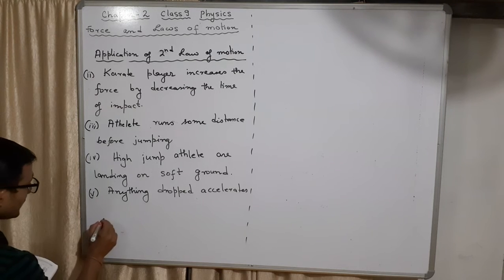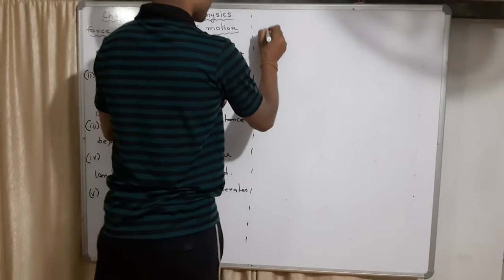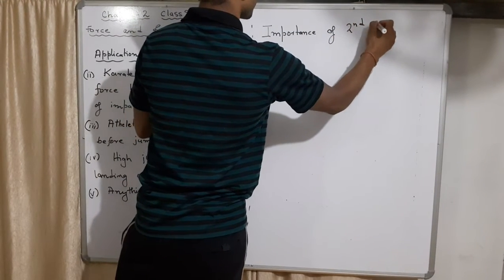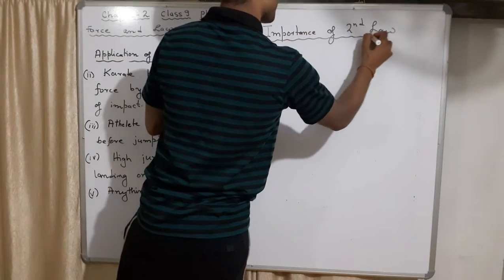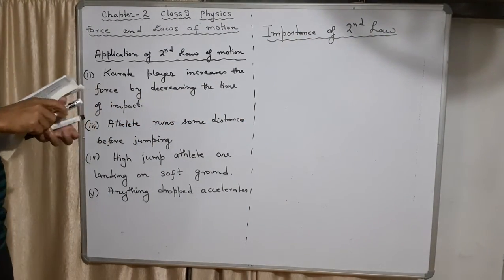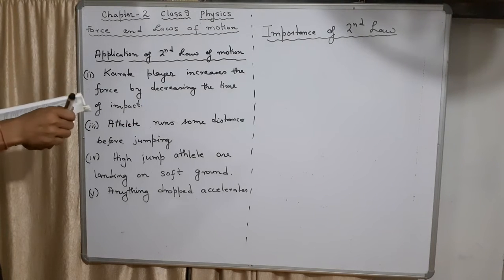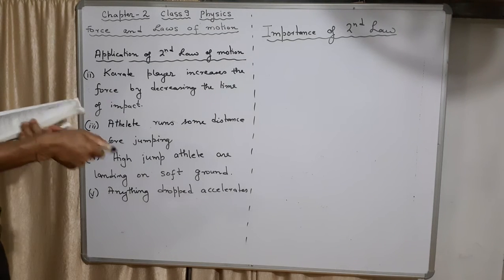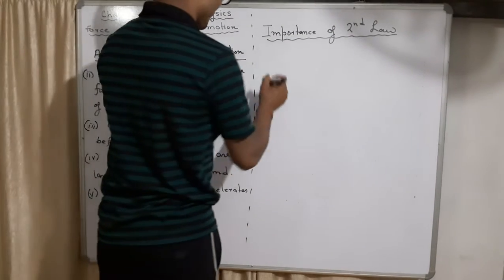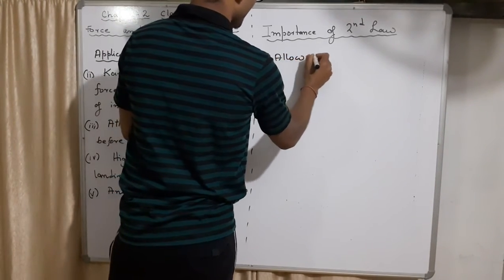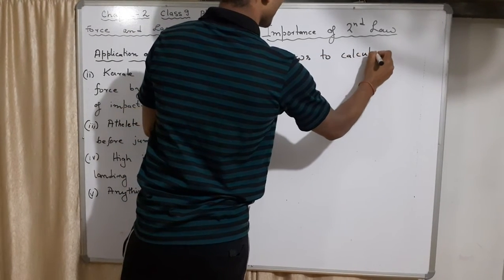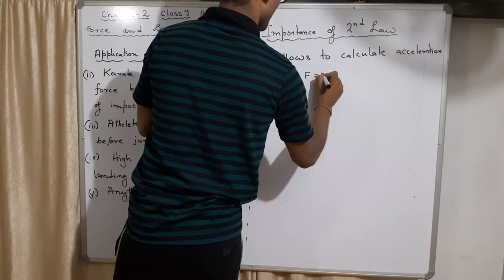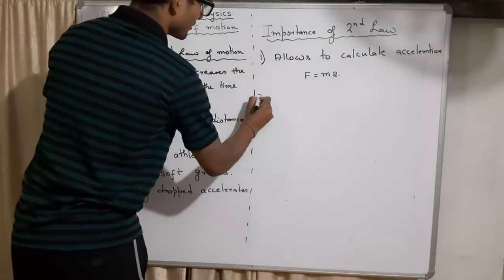Now, the next topic is the importance of Newton's second law of motion. I'm picking up all the topics according to your textbook, not from any other interest, just to complete your syllabus as much as possible. First, Newton's second law of motion concerns acceleration. It shows the relationship between force and motion and allows us to calculate the acceleration of an object with known forces. Number one, it allows us to calculate acceleration because it gives you the relation F is equal to ma. This is a good thing about the second law.